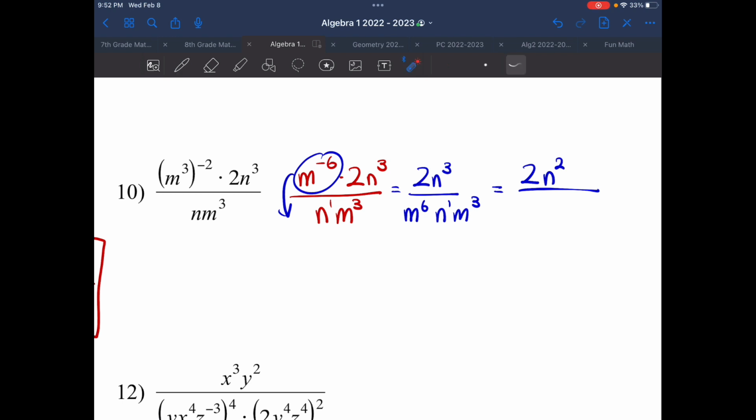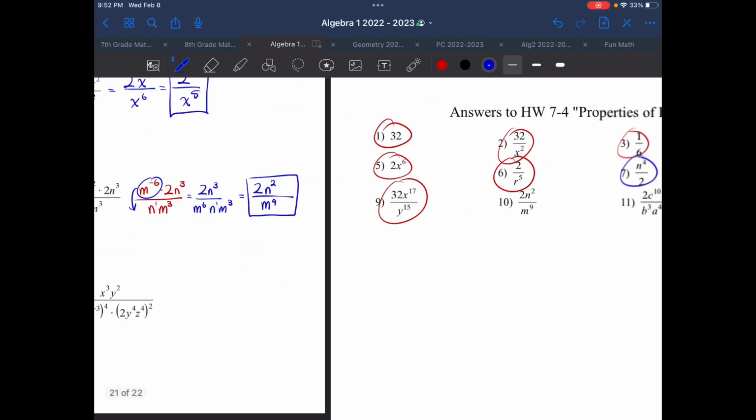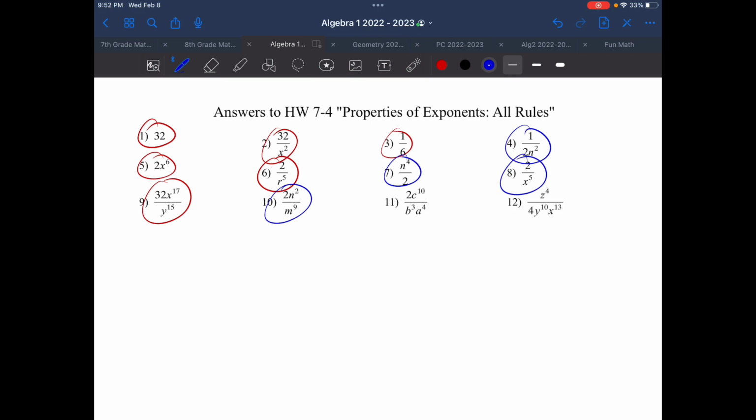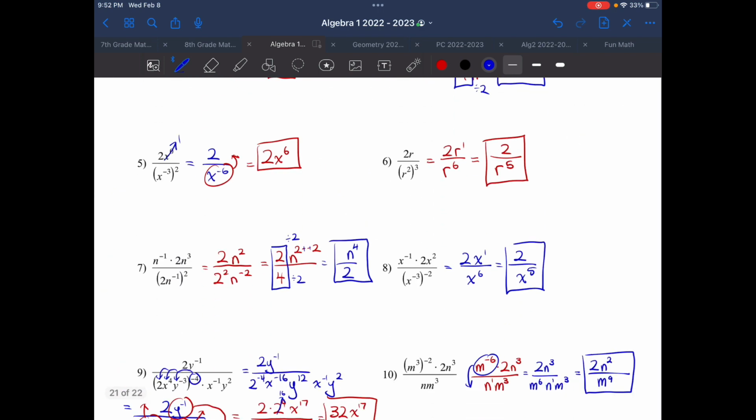Notice I have two m's, m and m. Because they're both on the same side, they're both in the denominator, I'm going to add 6 and 3. 6 and 3 add to 9, so it's going to be m to the power of 9, and there's our final answer, 2n squared over m to the 9. 2n squared over m to the 9 is indeed correct.